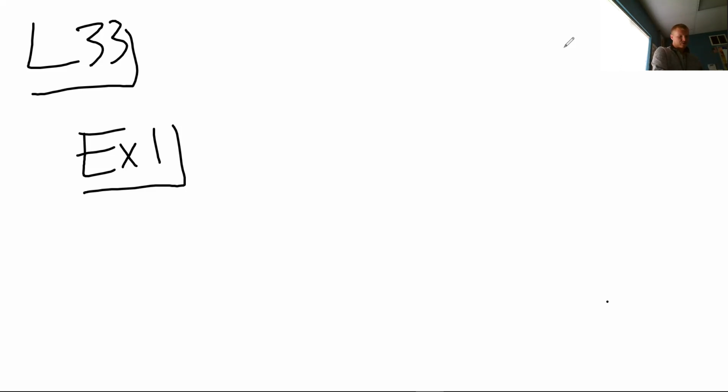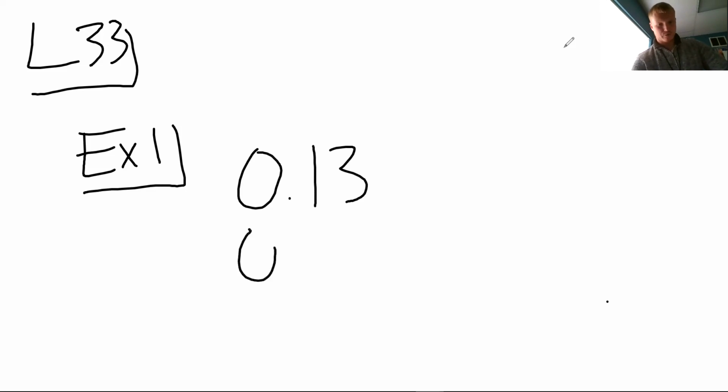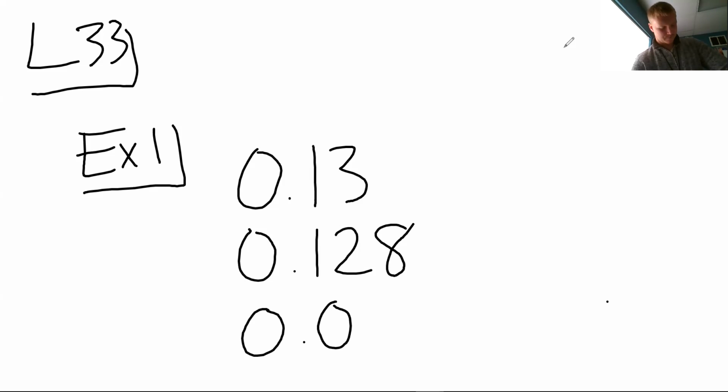So example 1, we are working with comparing decimals and rounding decimals. Lesson 33. Example 1 says, arrange these decimal numbers in order from least to greatest. All right, we can do that. So I got 0.13, 0.128, and I got 0.0475.